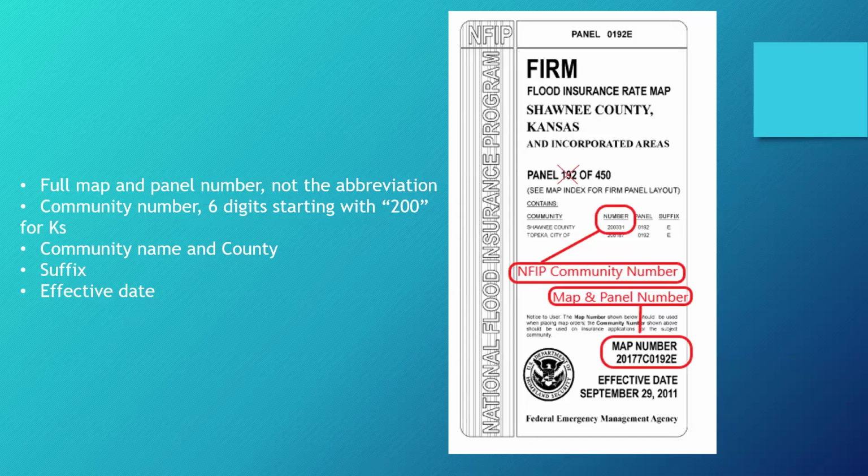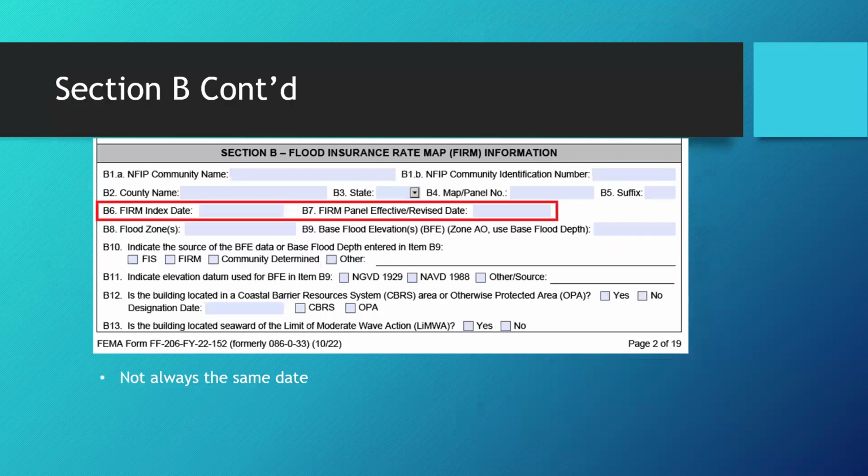So again, the community number, 6 digits, starts with 200 unless you're Topeka. And then you have the community name and the county. So that is listed there on this title block of the firm. And then you have the suffix, as I mentioned, that would be E in this case, and then the effective date, September 29th, 2011. So all the information that you need is there for this section.